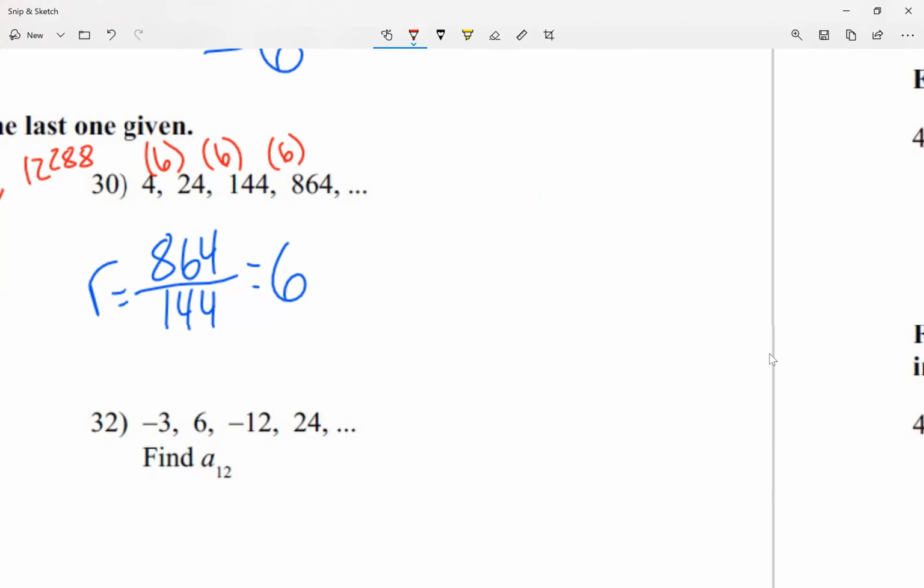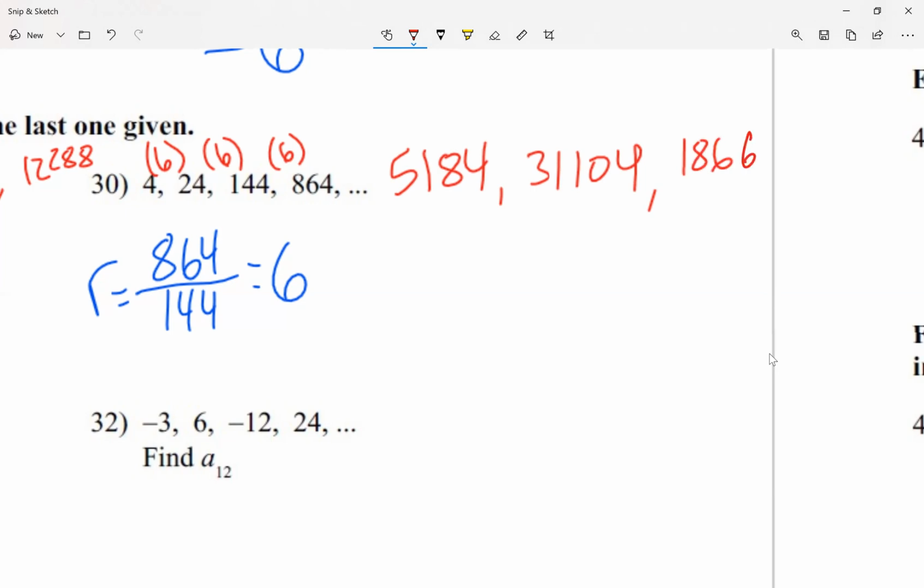So for me to find out what's the next number, let me multiply by 6, and that gives me 5,184. The next number, let me multiply this by 6, and it's going to be 31,104. The next number, because I'm going to multiply by 6, is going to be 186,624.